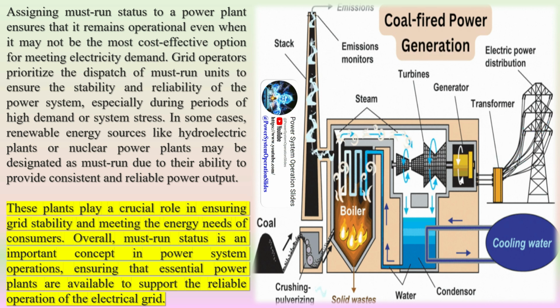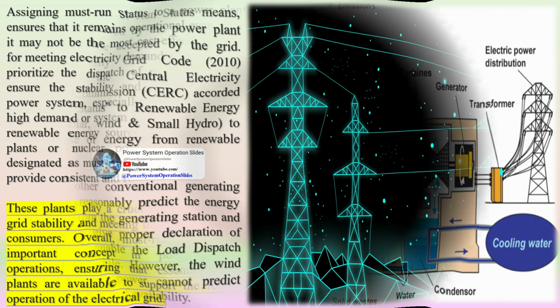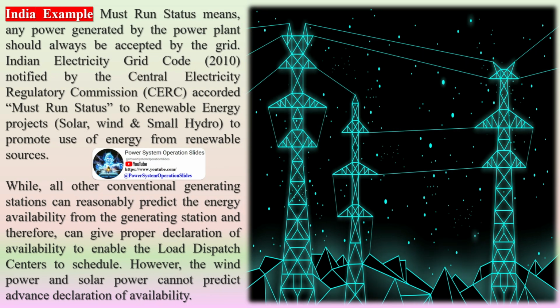Assigning must-run status to a power plant ensures that it remains operational even when it may not be the most cost-effective option for meeting electricity demand. Grid operators prioritize the dispatch of must-run units to ensure the stability and reliability of the power system, especially during periods of high demand or system stress.